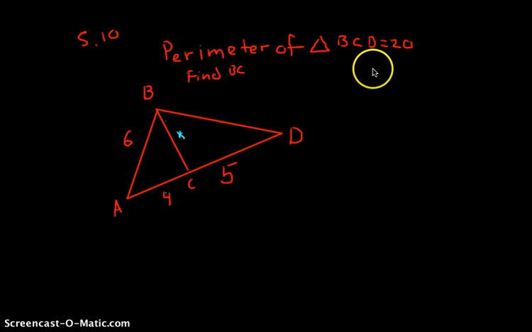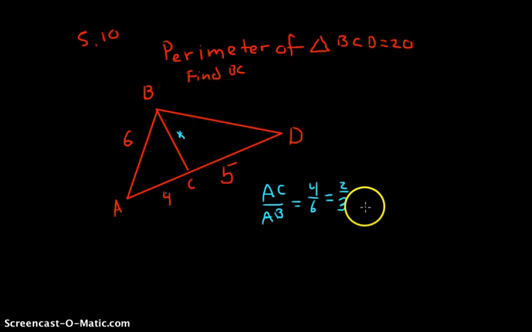So the way we're going to do this is you go AC over AB is equal to 4 over 6, because you see AC is 4 and AB is 6. And then you can simplify that down to AC over AB is equal to 2 over 3. Then you go AB over AD is equal to 6 over 9, which is equal to 2 over 3, if you simplify 6 over 9 down.